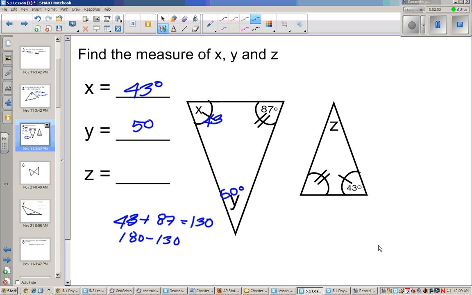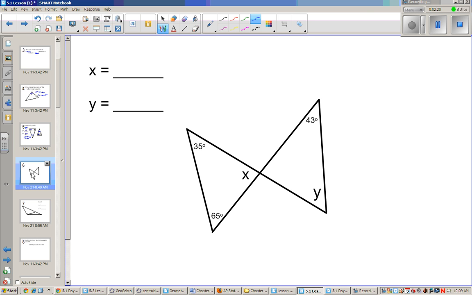And if you look over here, the other angle in this small triangle has to be 87 because it has the same congruence marking as that angle. So that must mean z also equals 50 degrees. Again, just practicing using the fact that a triangle adds to 180 degrees. All right, I want you to look at this example now. Pause the video and see if you can find x and y.